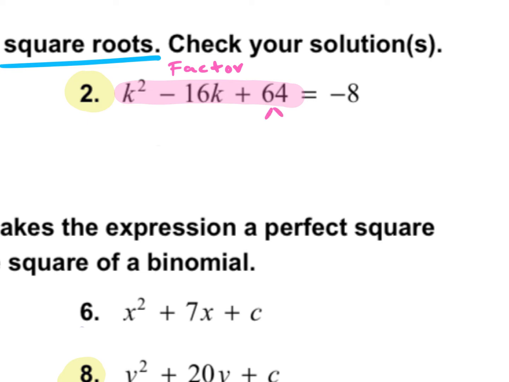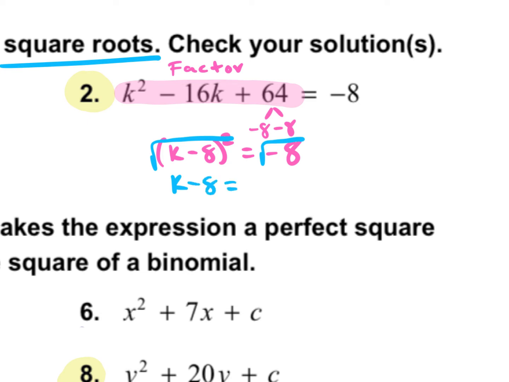So what are 2 factors of 64 that add to -16? -8 and -8. So this would be k minus 8 squared is equal to -8. Now what can I do? Square root it. So k minus 8 is equal to what? I square root 8. And then 8 factors into 4 and 2. 2 factors into 2 and 2. 2 square root 2. Perfect.